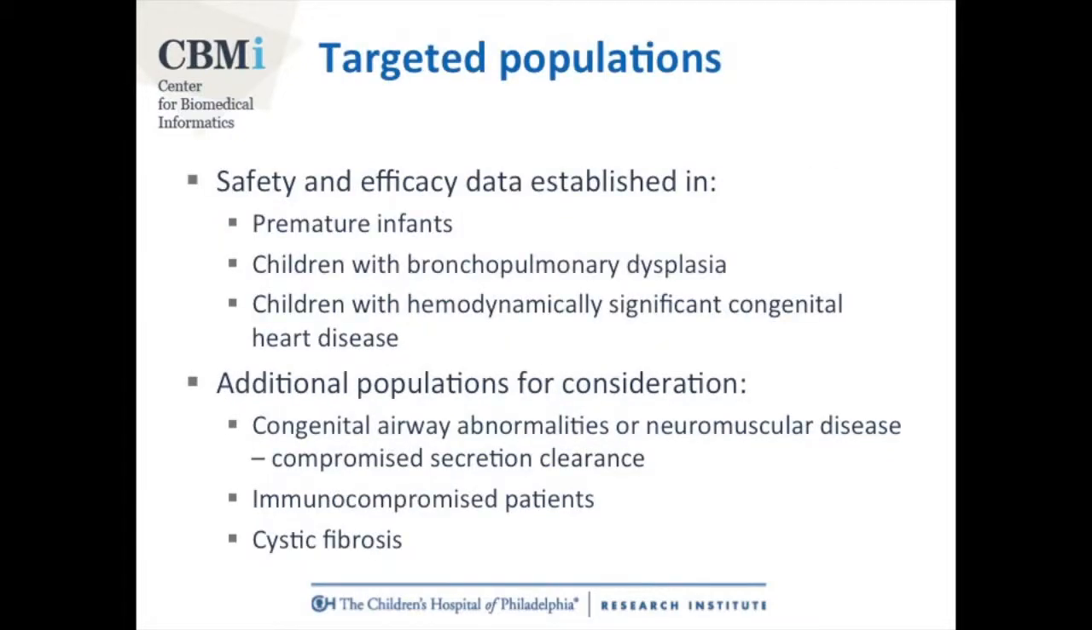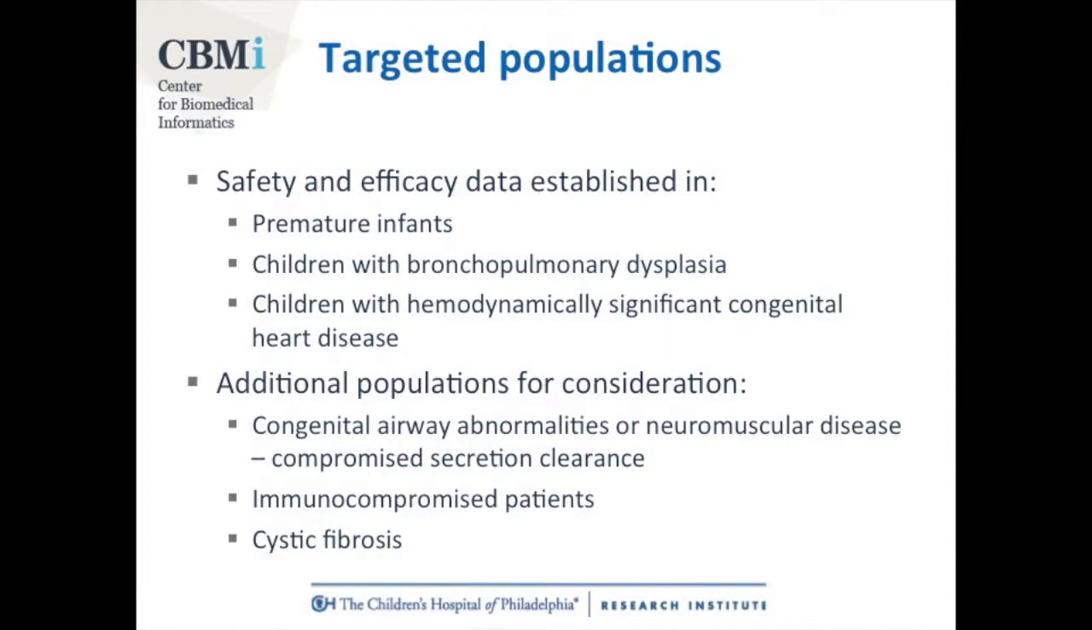So when we think about the targeted populations for palivizumab, the safety and efficacy data were initially established in 3 core populations. So those are premature infants, children with bronchopulmonary dysplasia or chronic lung disease of prematurity, and children with hemodynamically significant congenital heart disease.